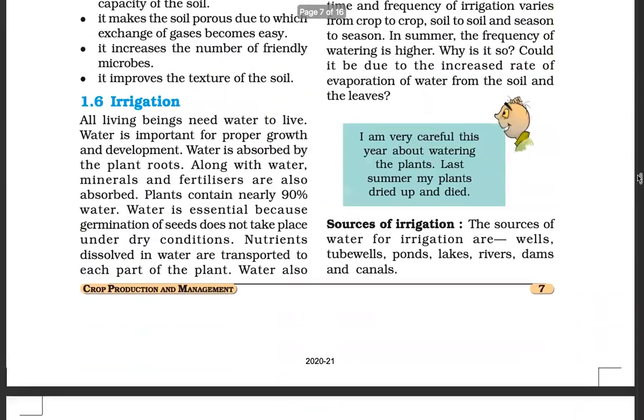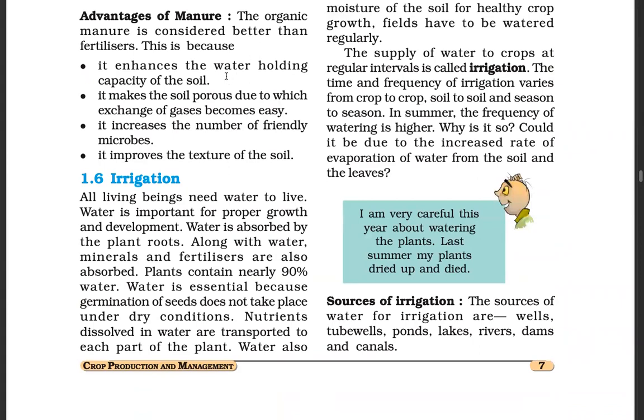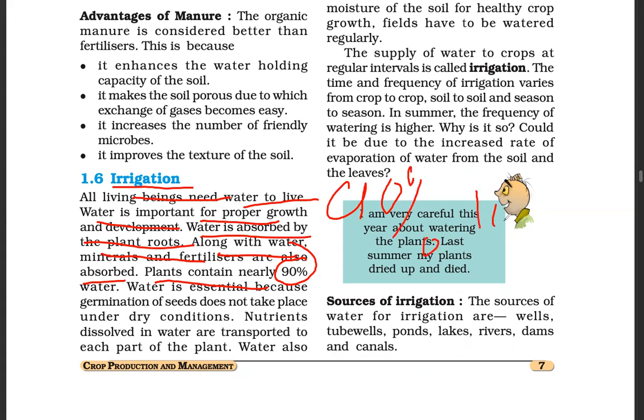So now, without wasting any time, we shall start with irrigation. All living beings need water to live. Exactly. Water is important for both growth and development. Water is absorbed by roots, and along with water, minerals and fertilizers are also absorbed. Plants contain nearly 90% water. So like guys, 90% of it is water. So 10% is only the other things.